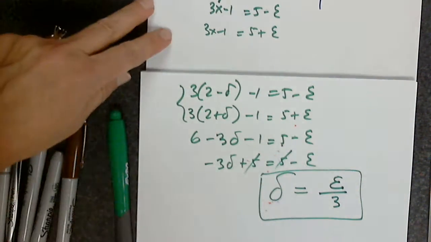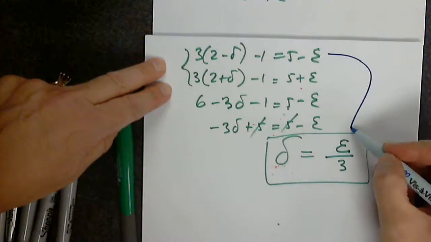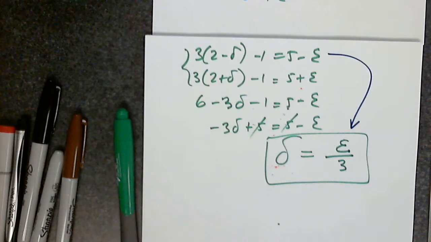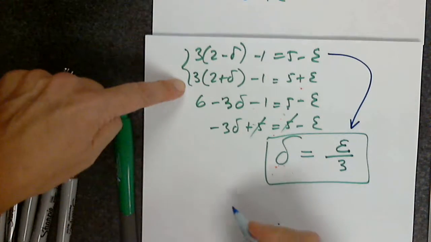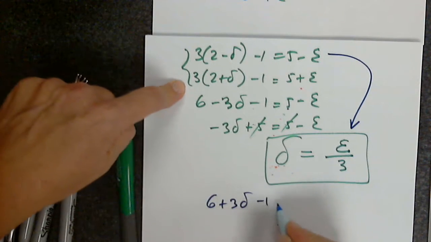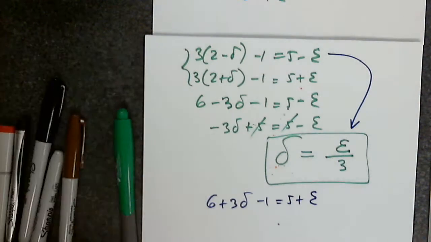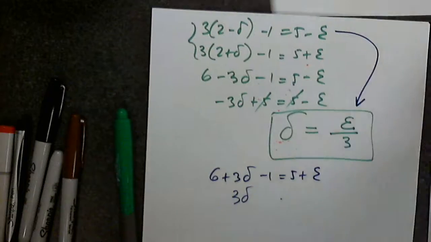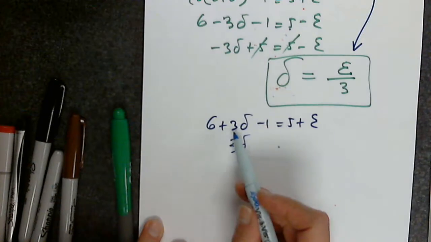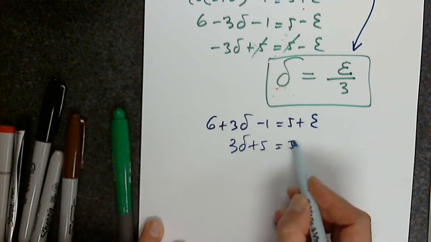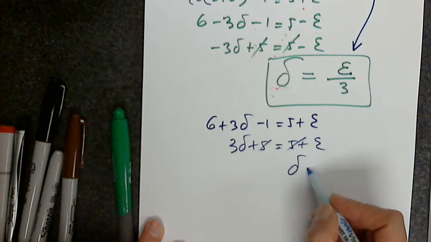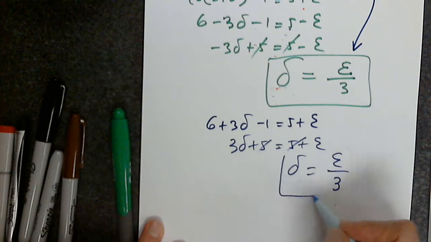Let's see what we get from the second equation. So from this equation, we obtain this. Are you in agreement so far? Okay. Now I have 6 plus 3 delta minus 1 equals 5 plus epsilon. So this is 3 delta, and look at how nice. This is 3 delta, and this is plus 5, and this is 5 plus epsilon. So delta equals epsilon over 3.